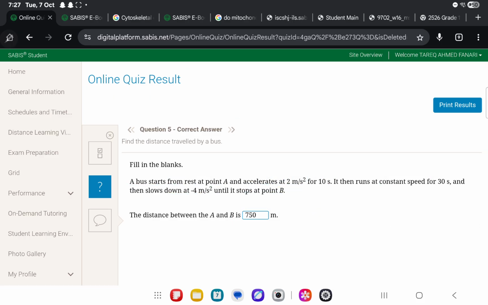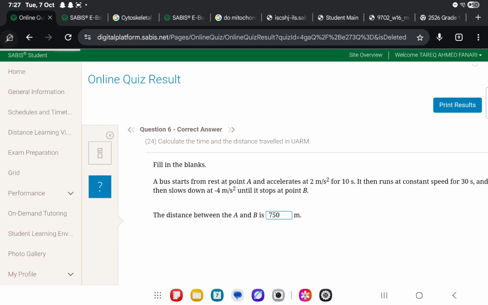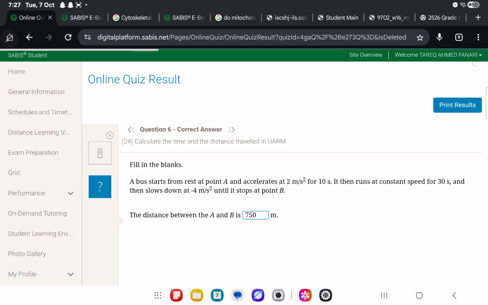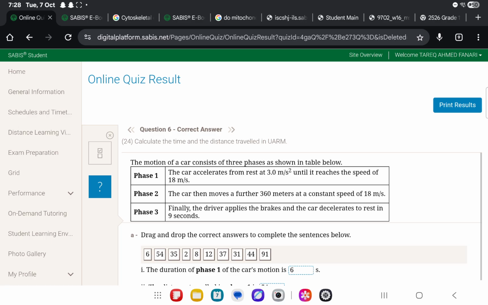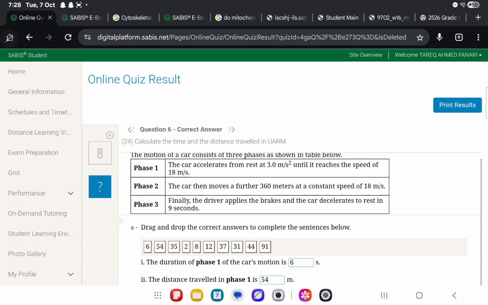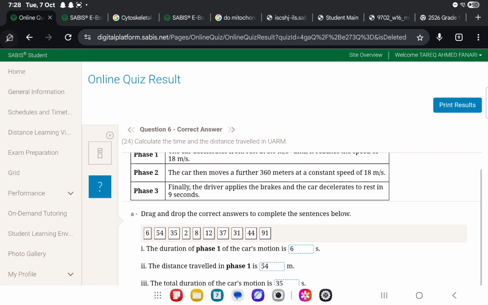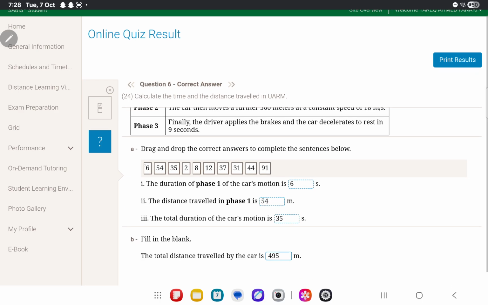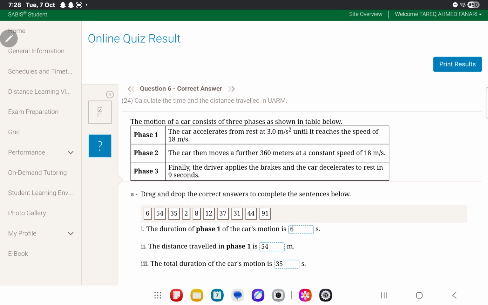Moving on to question 6. Okay, question 6. The motion of a car consists of 3 phases as shown in the table below. The car accelerates from rest. Okay, we have the 3 phases. The duration of phase 1 of the car's motion. Now, here you have acceleration, okay, and it says from rest at 3 meters per second squared until it reaches the speed of 18 meters per second. So you can see it's a constant acceleration.